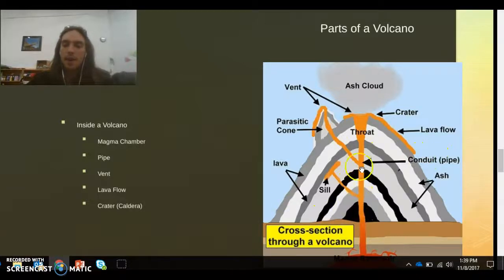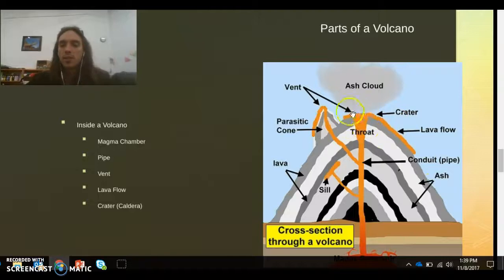And then every time that magma escapes and comes out of the volcano to create lava, that's going to be a vent. So the top of the volcano is a vent. This area outside here is a vent. Anywhere that magma is able to escape the inside of the volcano and turn into lava is going to be a vent. And then we get lava flow just coming out of usually the crater here.